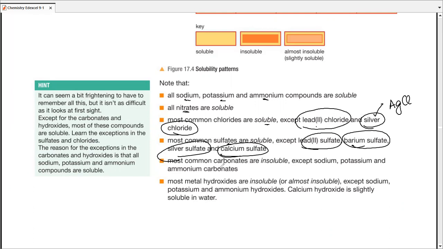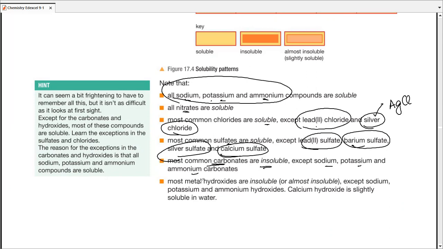All right? So all carbonates are insoluble. Just the three carbonates that are soluble are sodium, potassium, and ammonium. Now, this is relative to this point. Since all sodium, potassium, and ammonium compounds were soluble, their carbonates are also going to be soluble. And if we leave these out, all the carbonates in the world are insoluble.